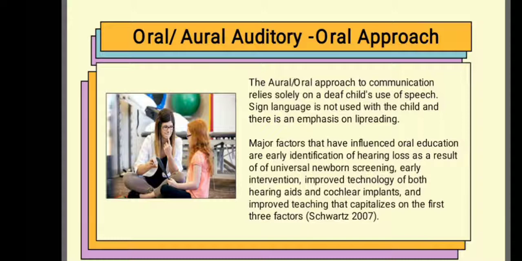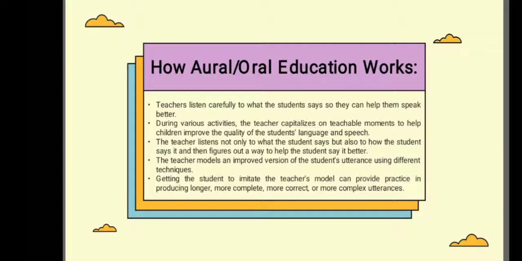Major factors that have influenced oral education are early identification of hearing loss as a result of universal newborn screening, early intervention, improved technology of both hearing aids and cochlear implants, and improved teaching that capitalizes on the first three factors. Schwartz, 2007. How does oral education work?